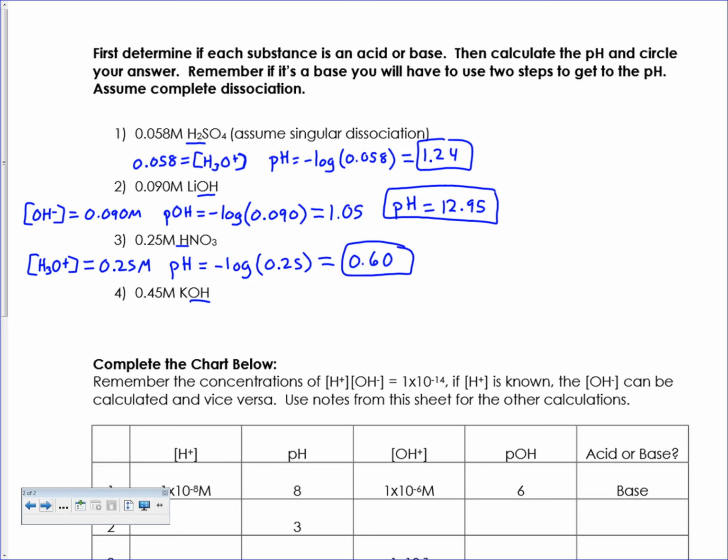And then for the bottom one here, it's given us a base again, OH, so we say concentration of OH minus equals 0.45 molar. So since we've got OH here, we'll find pOH first. pOH equals negative log of 0.45. Plug that in, you end up with 0.35 for your pOH. Okay, and then pH is going to equal 14 minus that, so pH equals 13.65.